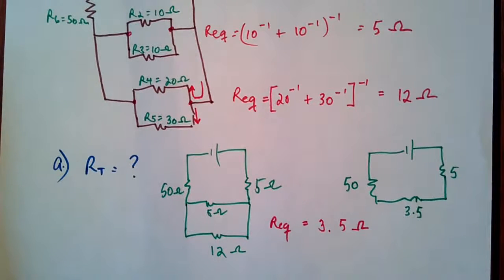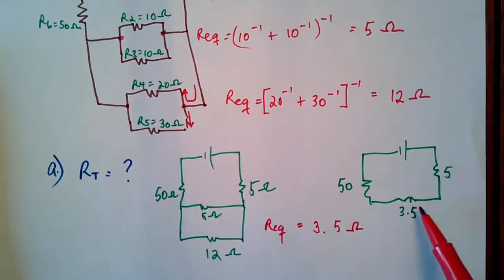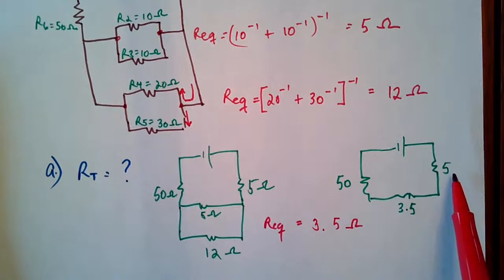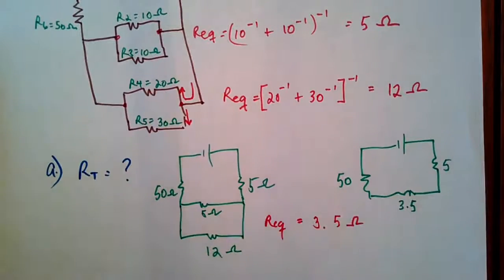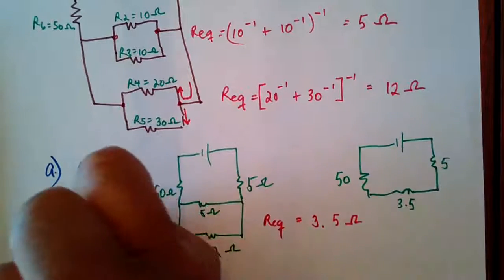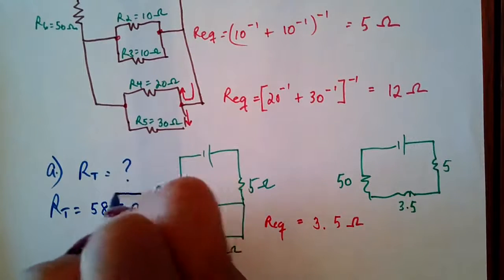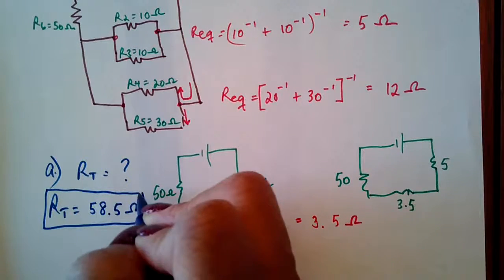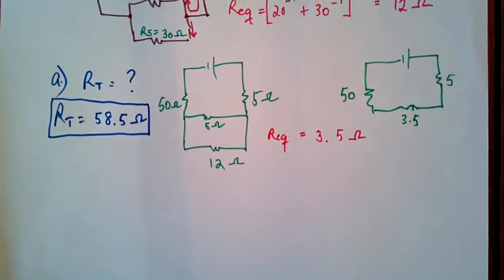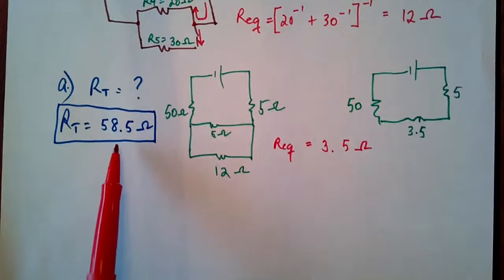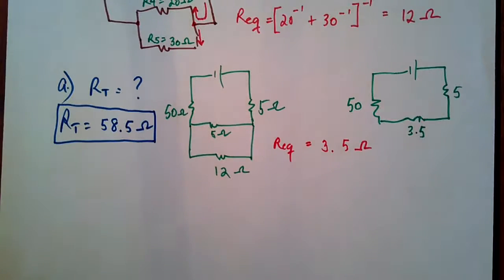So now you have one circuit with 3 series resistors. And so we can just combine all of them. So you have 50 plus 3.5 plus 5. So that will give you a total resistance of 58.5 ohms. Now it's very important that you get the total resistance correctly, as your calculation for the current and the individual voltages will depend on this. So that is our total resistance.